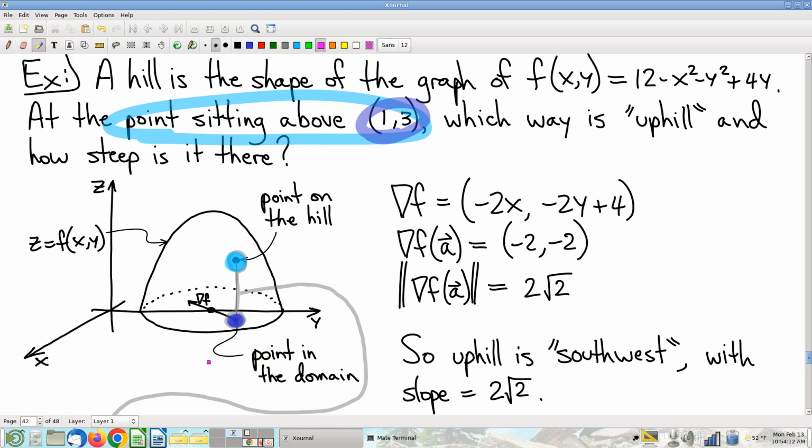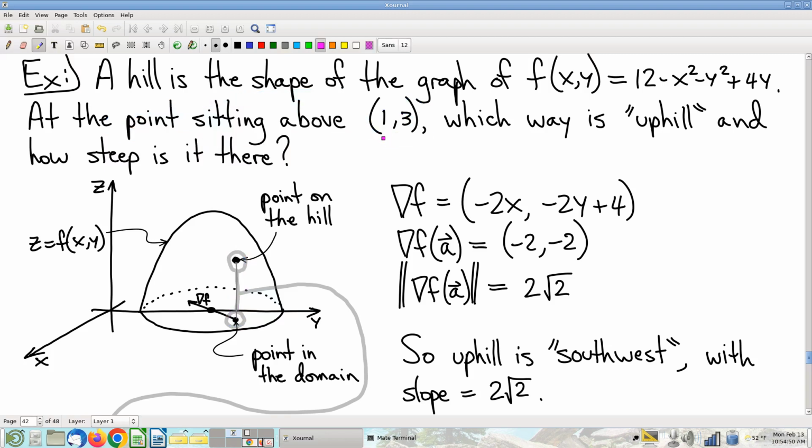And yet, very often, we won't be as careful as I was here. I say I'm at the point sitting above, but very often I'll say I'm at the point (1, 3). And you have to interpret reasonably from that that he's not at the bottom of a well. He's on the hill, and 1 and 3 are the x and y coordinates, and the z coordinate is whatever the value of the function is. Does that make sense? Okay, so apologies for that awkwardness, and it is what it is.